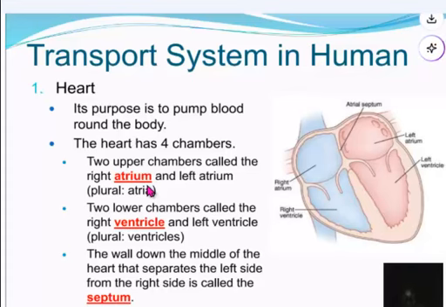Note that in case of objective questions. Right ventricle and left ventricle. You can see that clearly.